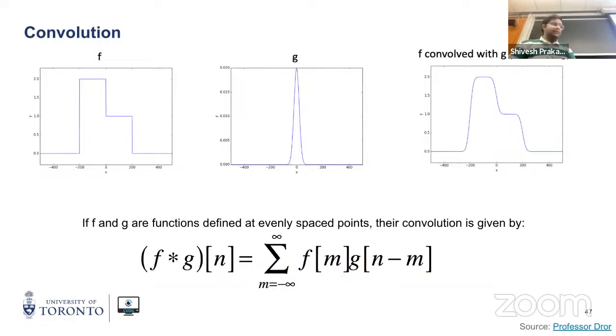And mathematically, it is written in this way, where f star g means f convolved with g. And by the way, this is commutative, so f convolved with g is the same as g convolved with f. The way it is defined mathematically is basically iterating over all the infinite points, centering g at the current point, and then multiplying element-wise and taking their sum. Is it clear till now?